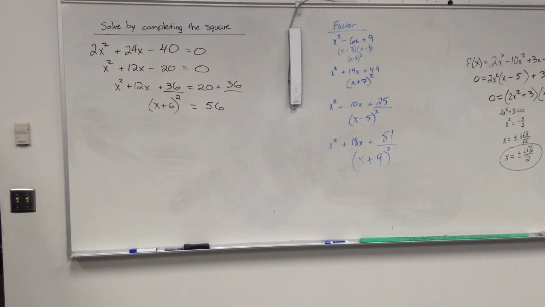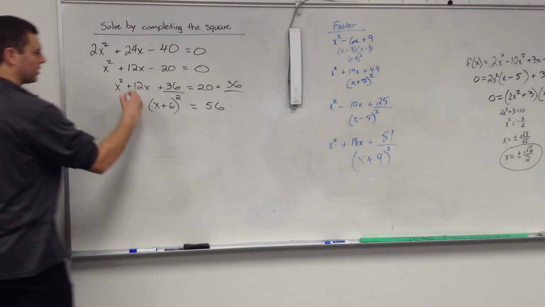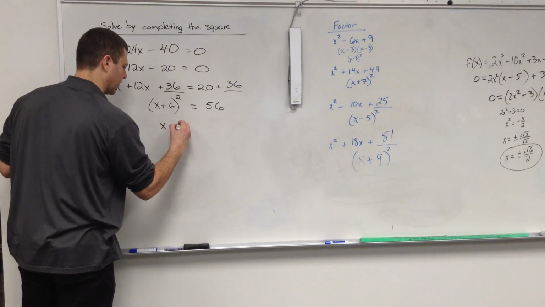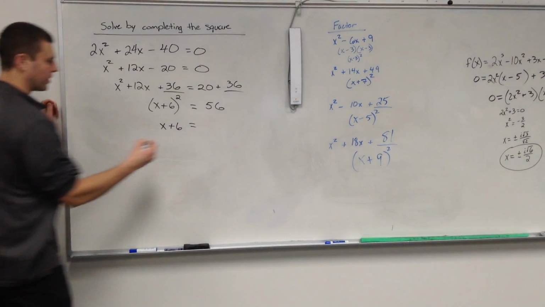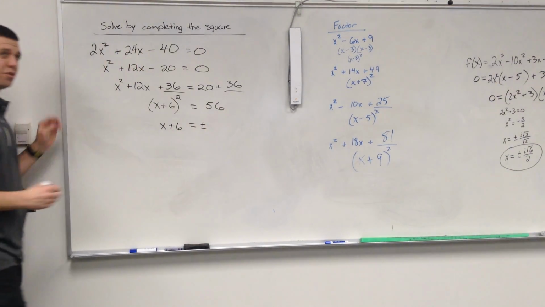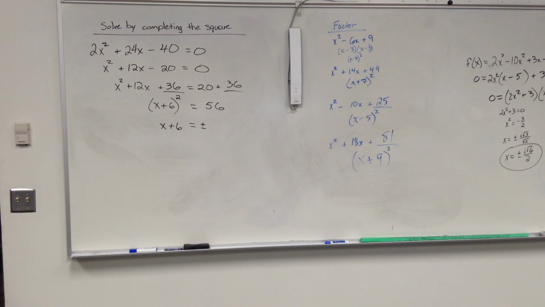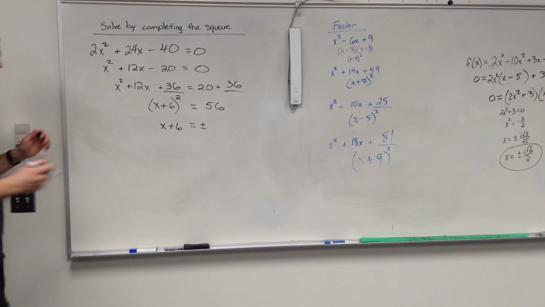Now the tough work is done. It's pretty easy to solve for x. What do you think I would do to both sides right now? Square root, because that gets rid of the squared. So I square root this side, that leaves me with just x plus 6. When I square root the 56, don't forget your plus minus sign, and then the square root of 56 would simplify to 2 radical 14.